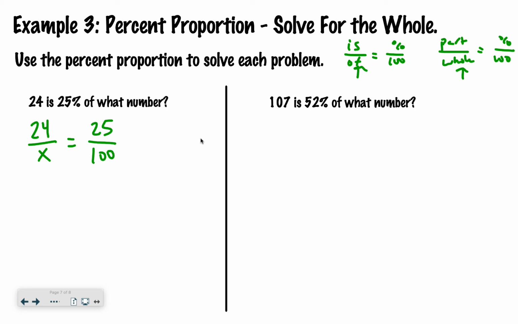So 24 times 100 gives me 2,400. And then I'm going to divide by 25. So I cross multiply, and then I divide by the missing, or the third number that I have. So when I do that, I get x equals 96.